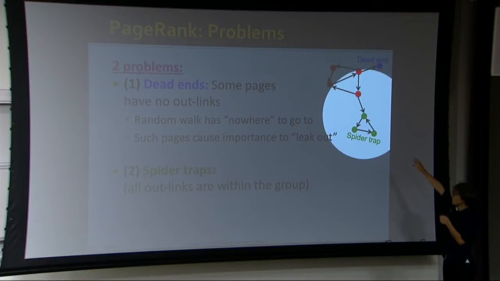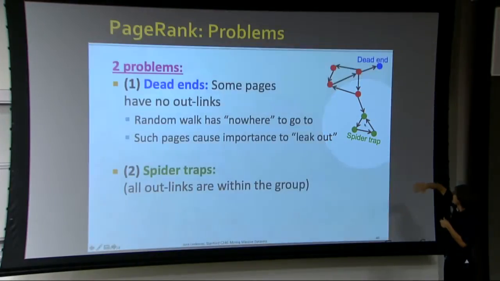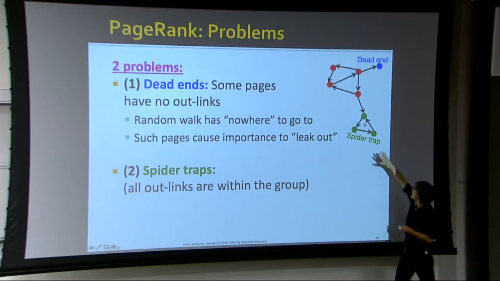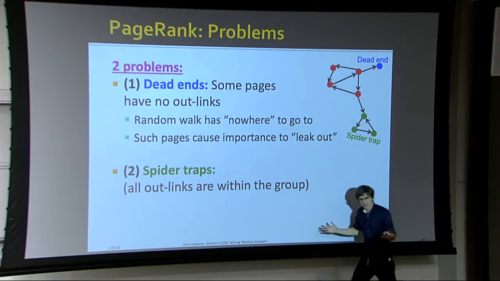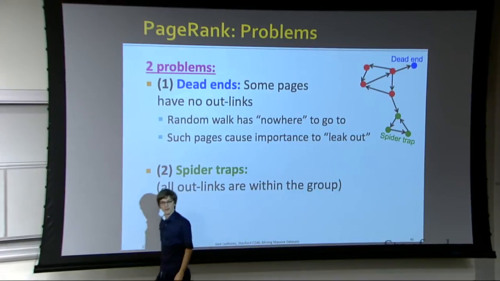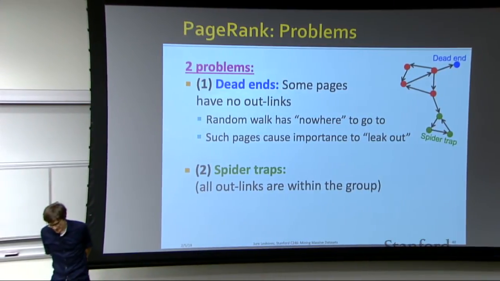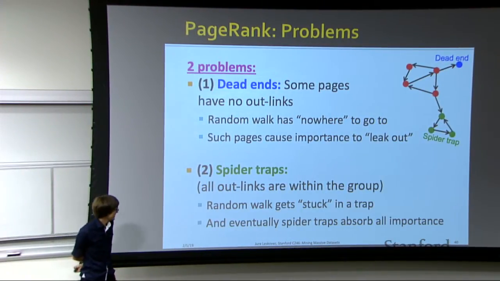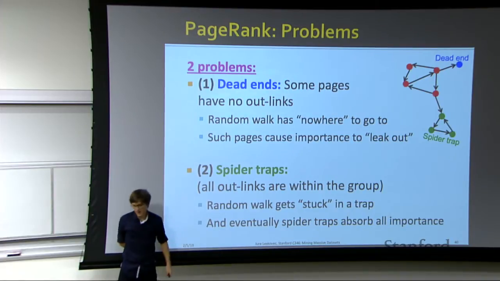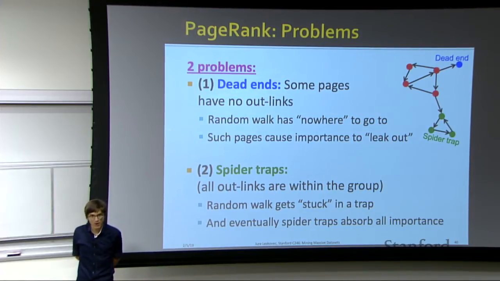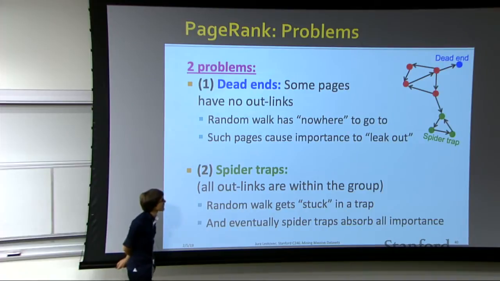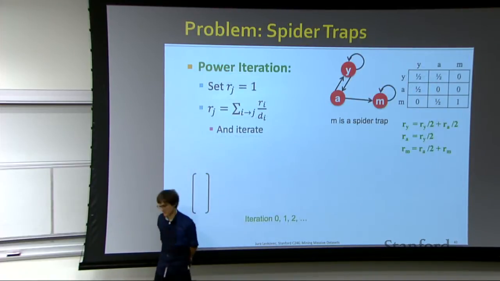So the probability distribution of where the random walker is, it's in this spider trap with probability 1, right? Because as long as the walker walks this graph, eventually it will get in here and it will be trapped and it will stay in there infinitely long, okay? So these are the two problems, right? Basically the spider traps trap the walker who gets infinitely long stuck in these cycles, okay?